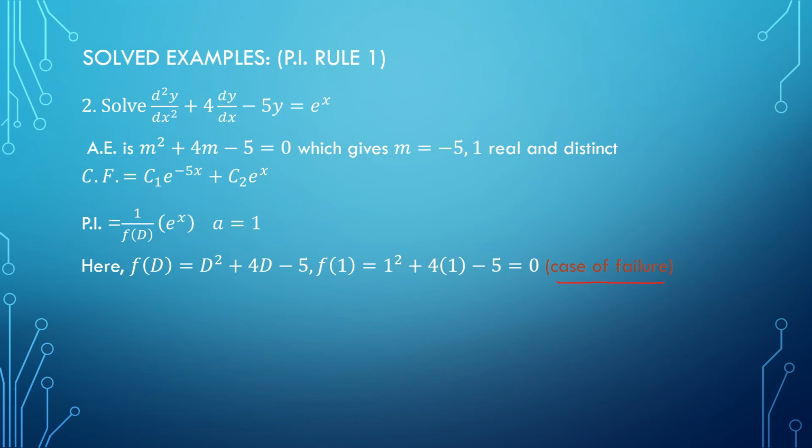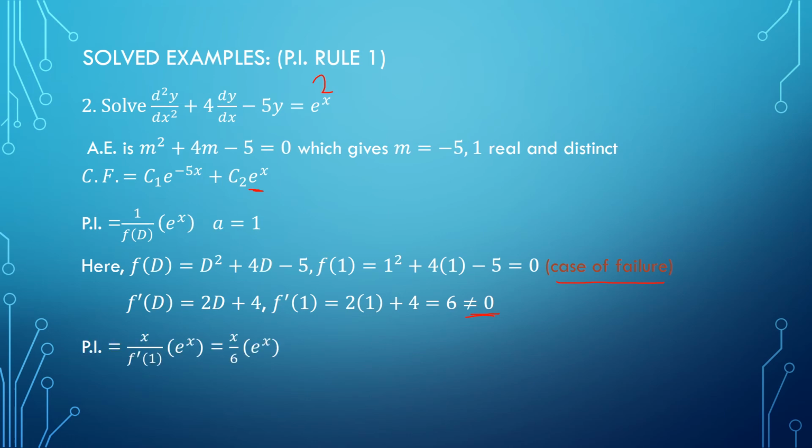Why is this happening? Because e to the power x is already appearing in my complementary function and this is its second repetition. That's why I need to go with f dash D. When I work with f dash D, I'm getting a non-zero number. That means I can work with f dash D, I can substitute my a into f dash. So my rule is applied as multiply with x, divide by f dash, and write the expression.